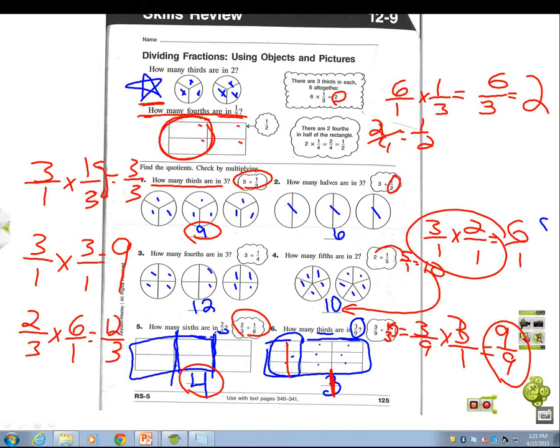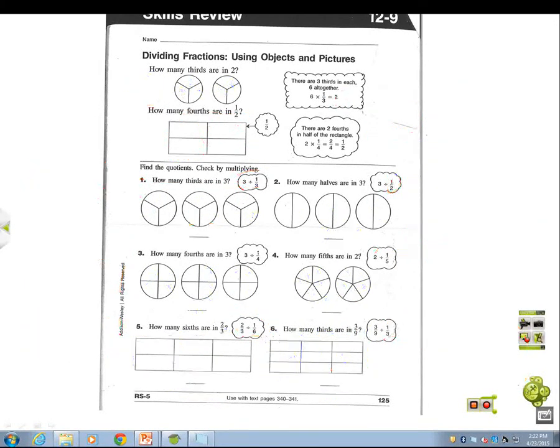Okay, Nevaeh, explain what I'm going to do here. 3 divided by 1/2 is the same as saying 3 times what? We're going to flip this. 3 times 2 equals 6. And that's what this was, right? Okay, so it's that easy.